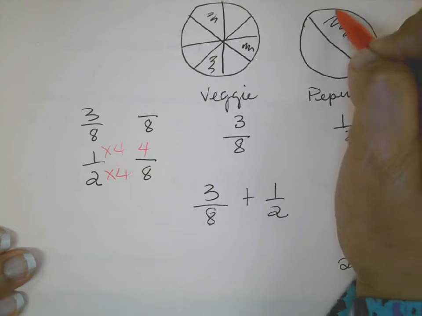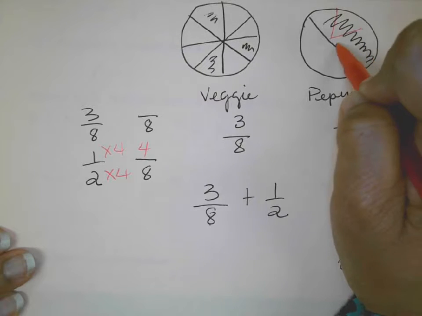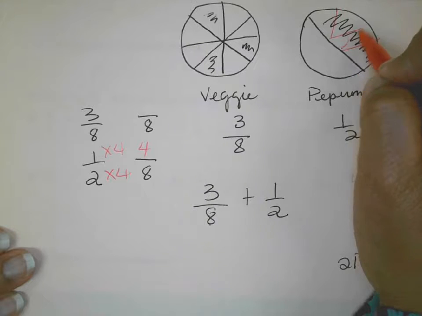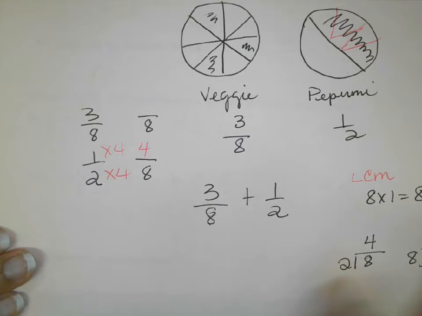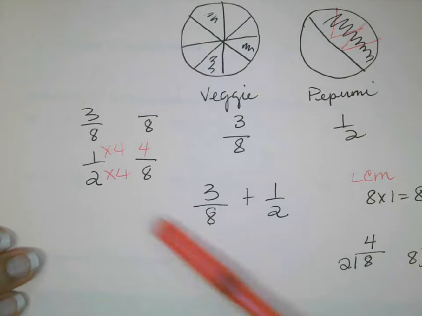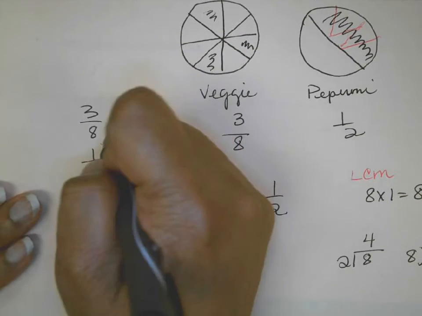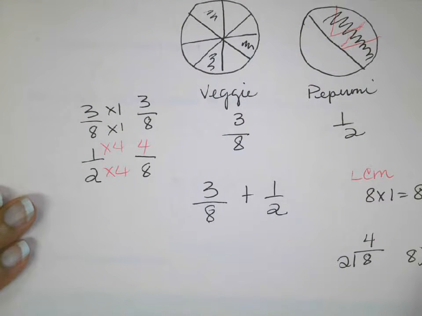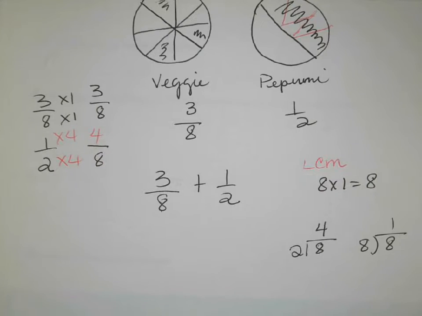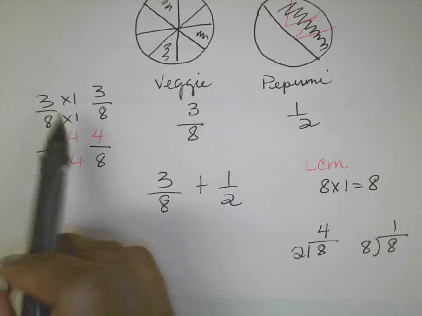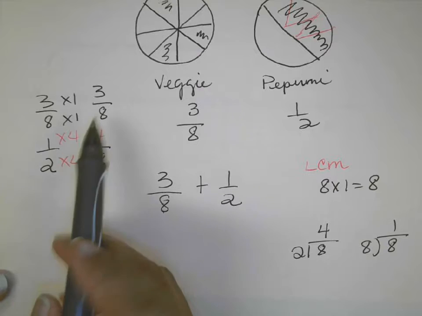I can make 4 slices here, okay? That would be even. Okay, I'm not very good at drawing pictures, you guys. But I can make 4 slices there. Now over here, I already have 8. So I only need to multiply by 1 because 8 goes into 8 one time, right? We showed 8 goes into 8 one time. So the equivalent fraction for 3/8 is 3/8.